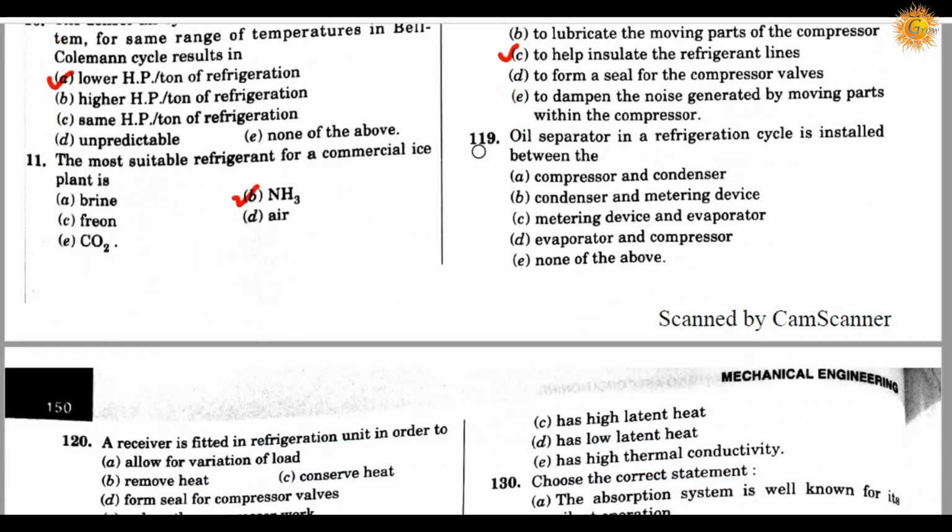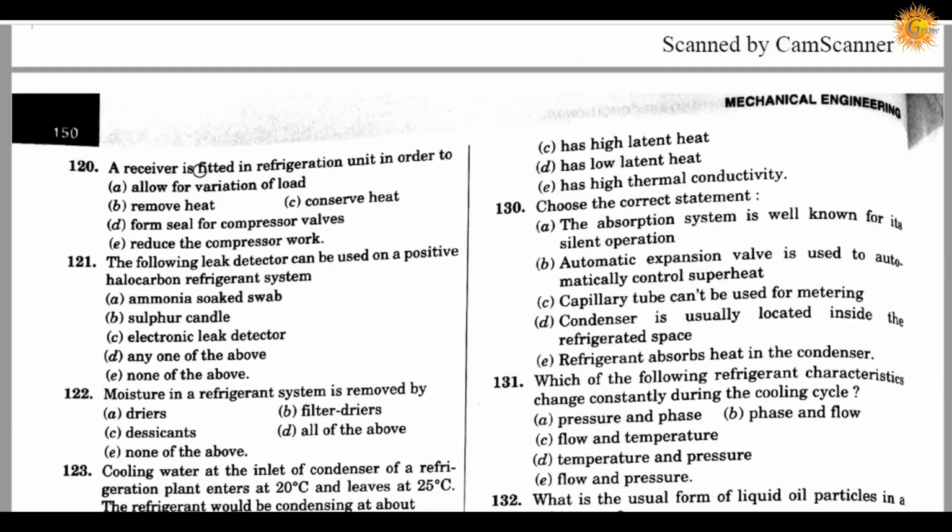Question number 119. The oil separator in a refrigeration cycle is installed between the: option A, compressor and condenser; option B, condenser and metering device; option C, metering device and evaporator; option D, evaporator and compressor; option E, none of the above. So the correct answer is A, it will be compressor and condenser.